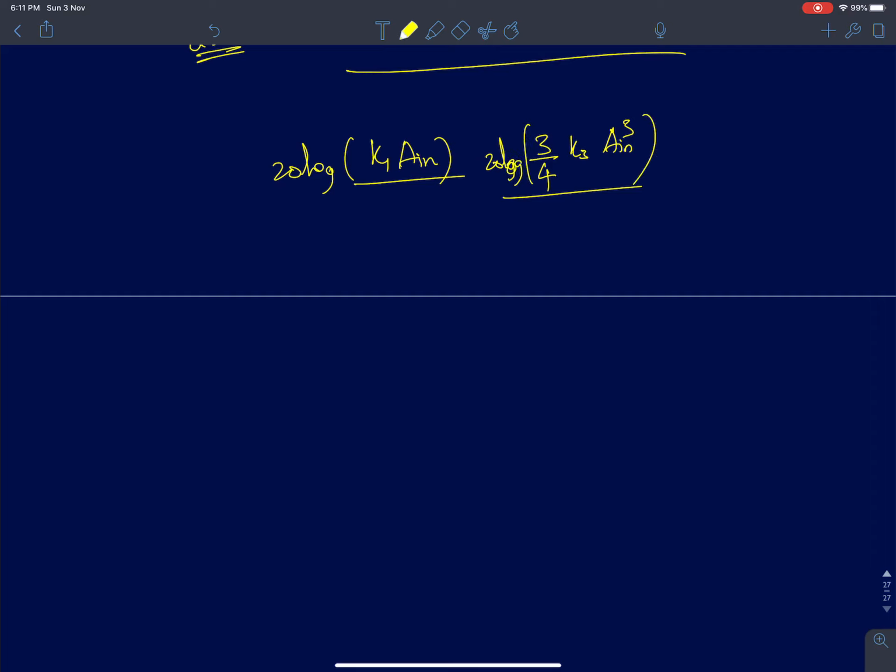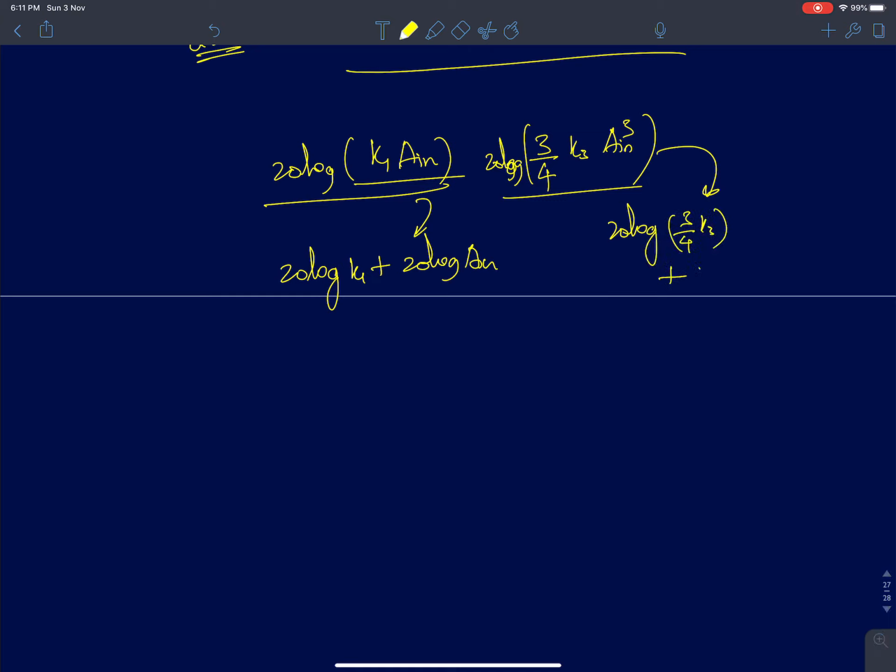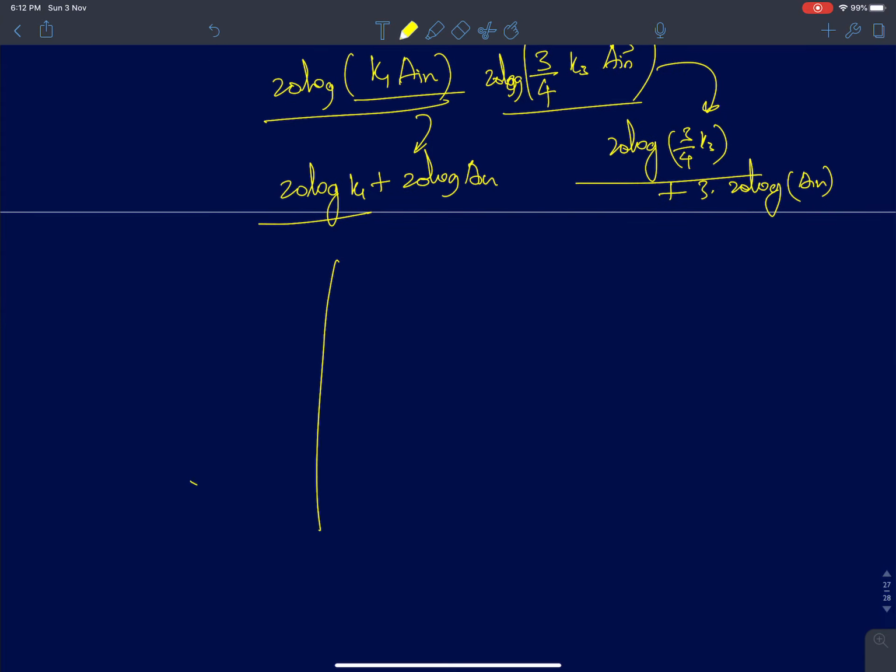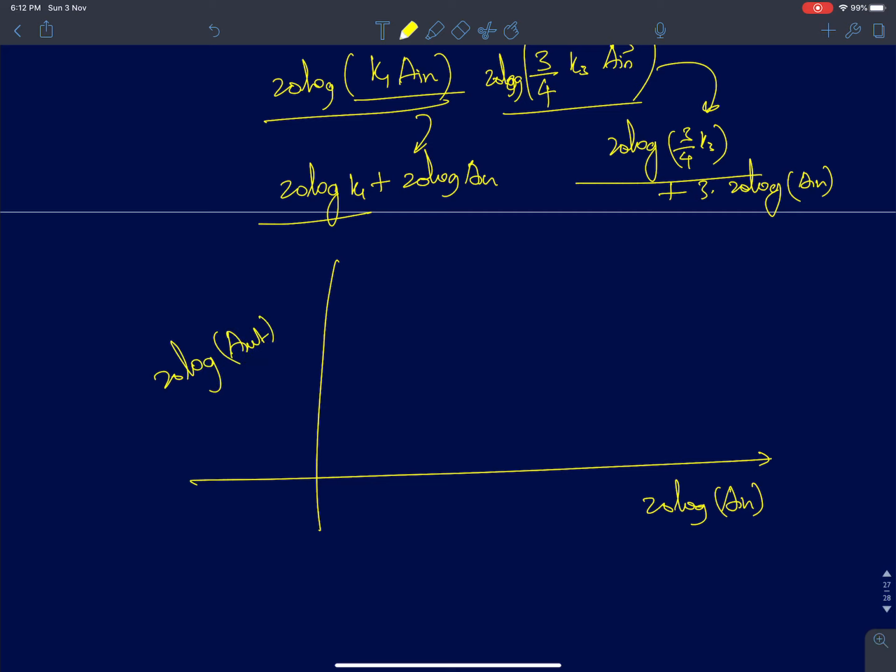When I take 20 log, I'm going to get a graph like this, which is 20 log of K1 plus 20 log of A in. Similarly, this is going to be 20 log of 3 by 4 K3 plus 3 into 20 log of A in. Now if you look at this, the first terms in each are constants. So I'll try to plot this. I'm going to plot 20 log of A in on this axis, and I'm trying to find 20 log of A out on this axis.